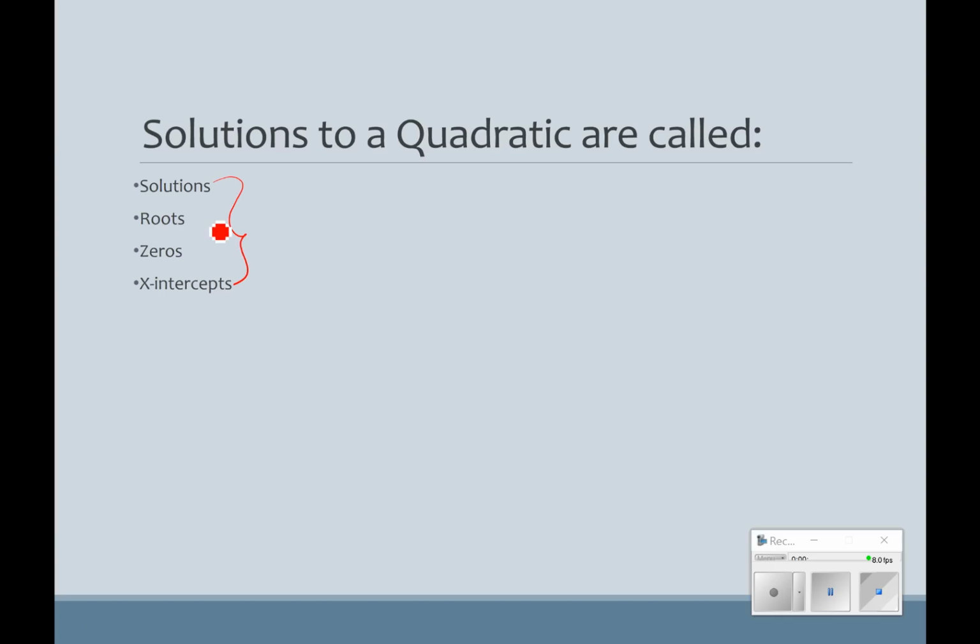All right. So just so you know, different solutions to a quadratic, and we're going to see them more when we're graphing, are called solutions, roots, zeros, and x-intercepts. So if you're ever asked for any of these four things, you can either graph to solve, which we're going to get to in a couple days, or you can solve using the quadratic formula, you can solve by factoring, you can solve by any of the ways that we've learned.